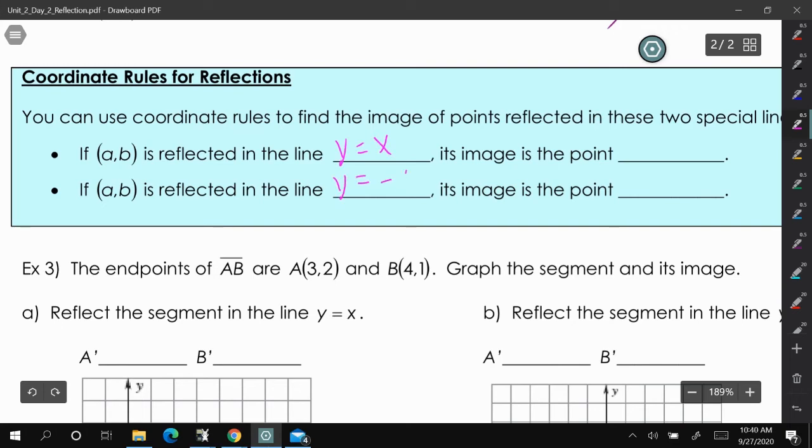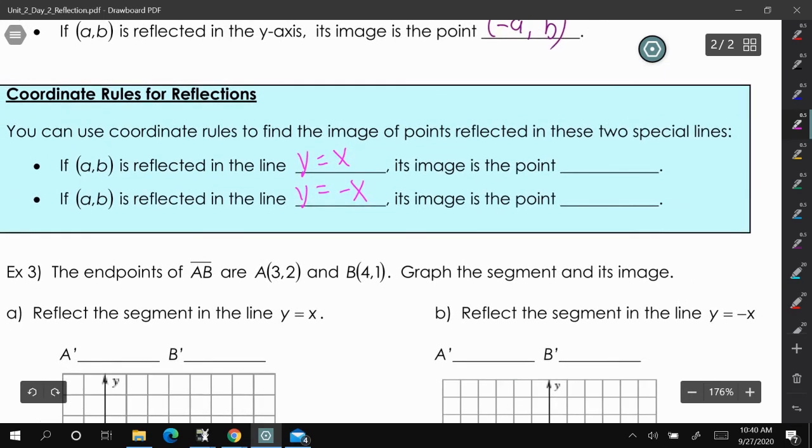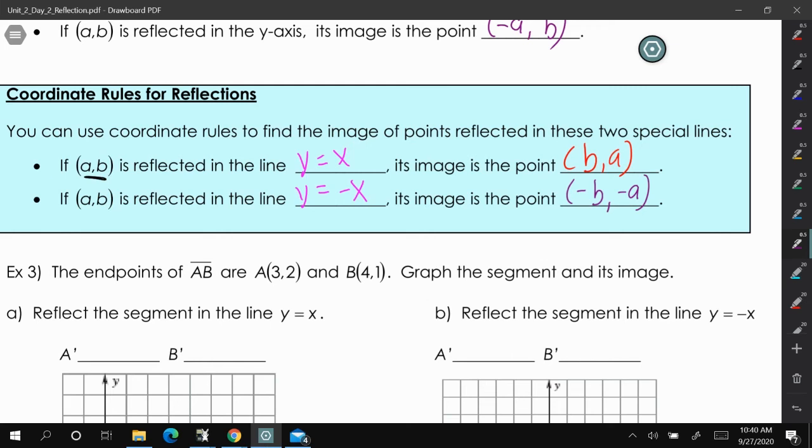The last rule that we're going to talk about is about reflecting over the line y equals x and y equals -x. So if reflecting over the line y equals x, (a, b) are going to switch places. So it's going to become (b, a). And if we're reflecting over the line y equals -x, the coordinates are going to switch places and change signs.